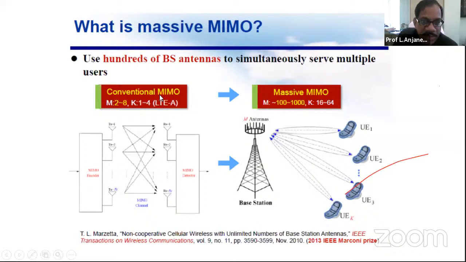Current 4G is using this, but in massive MIMO you see the number of elements is 100 to 1000. Here only 2 to 8 antennas are used, where M is the number of antennas. Whereas here 100 to 1000 antenna elements are used. And the number of users who can be served, in LTE is limited, but here several users can be served simultaneously.